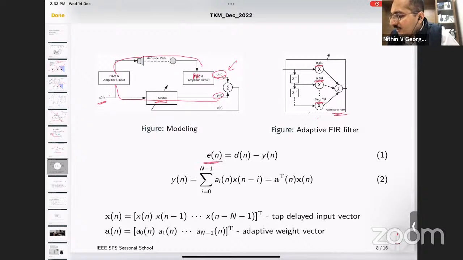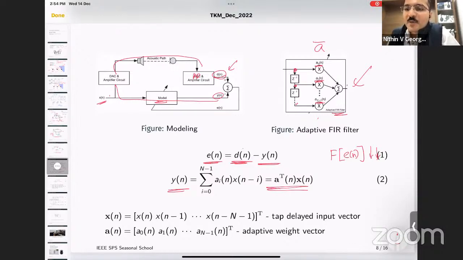Or, E is the difference between the upper path output and the lower path output. And what is the lower path output? It is A transpose X, where this is the X vector, A vector, and you get the output. Understood? So now in an adaptive filtering problem, what we try to do is minimize a function of E. If I can minimize it, I may be able to get D as close as possible to Y. Under that condition, the value of the A vector, that filter, will be equal to the model of the path.